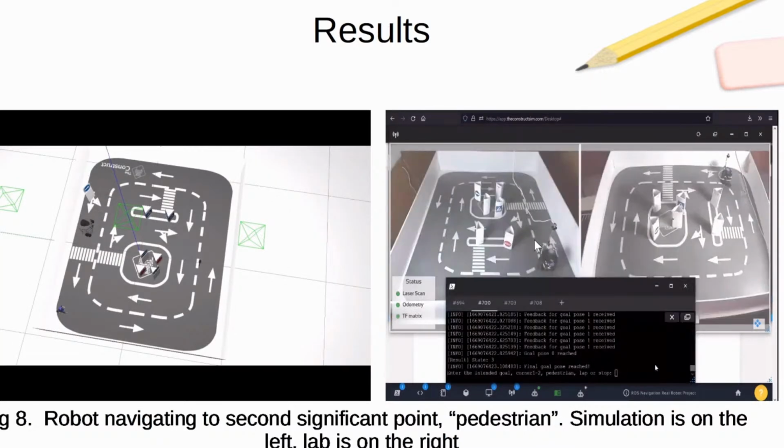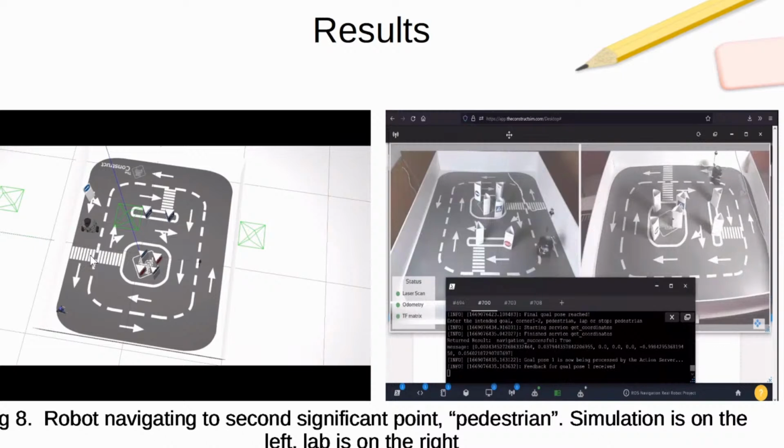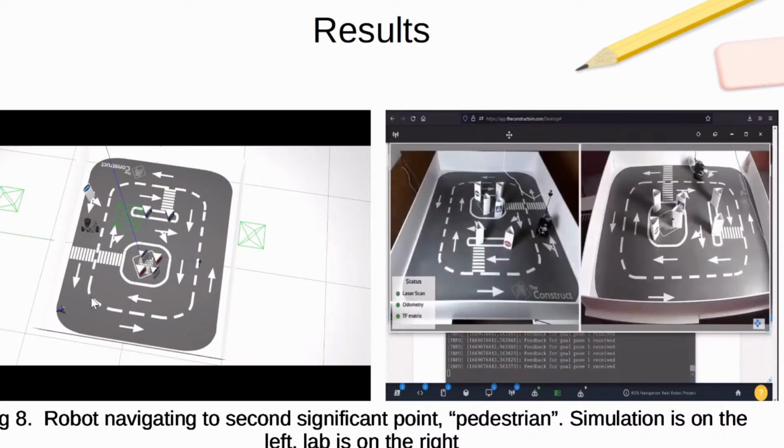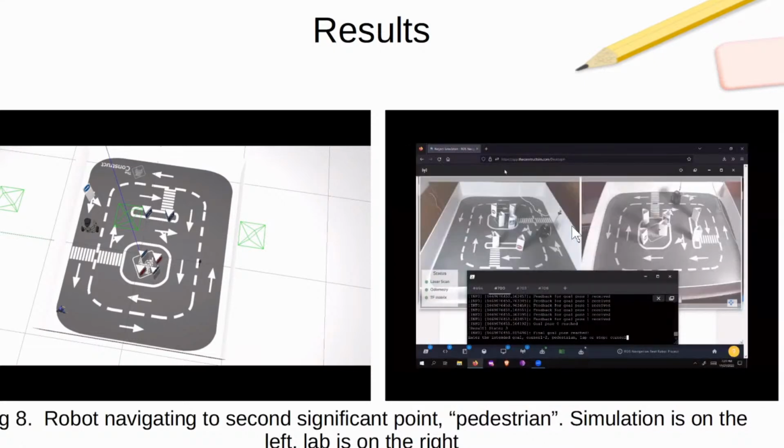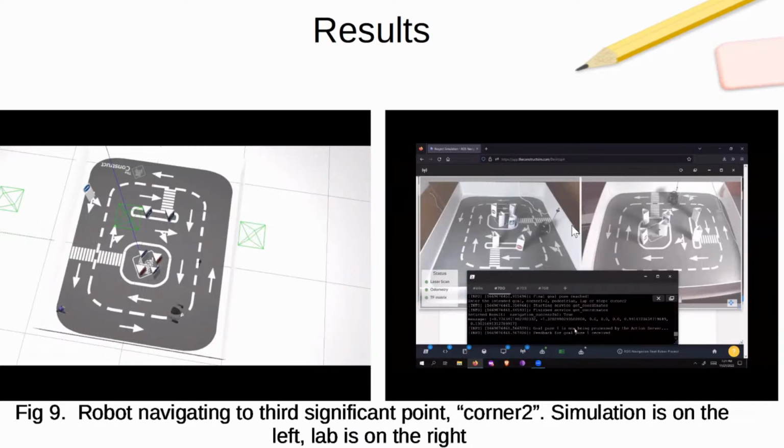This is for the pedestrian case, where the robot had to come in and stop right in front of the crosswalk. You can notice here it does pretty well, and there's some discrepancy again in that it's not really that close, in both the simulation and the lab environment, but the gross behavior was there. And again, this is for corner two.